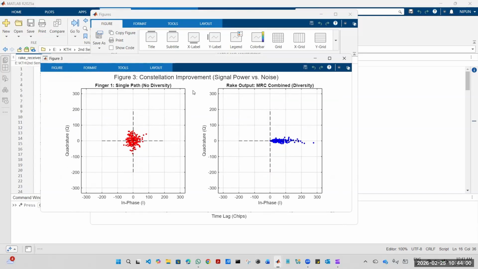With figure 3, we see the constellation improvement from a single path receiver to a multipath Rake receiver. We notice that on the left, the points are scattered and they often cross the decision boundary due to fading and noise, which causes a bit error. But looking at the Rake receiver output on the right, after we apply maximum ratio combining, the point cluster moves much further away from the decision boundary and is tightly packed. Here, the receiver is literally taking up the energy from all three independent paths to strengthen our signal.